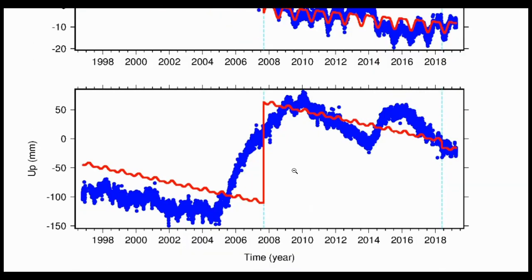Now, if you take a look at the chart at the bottom, which in my opinion is the most important, you can see it says up. In other words, vertical, uplift or subsidence. Up would be uplift, down would be subsidence, and that is how it is recorded on these plots.